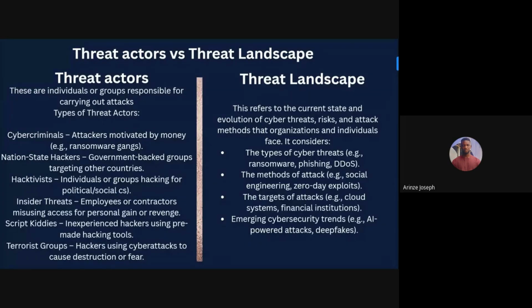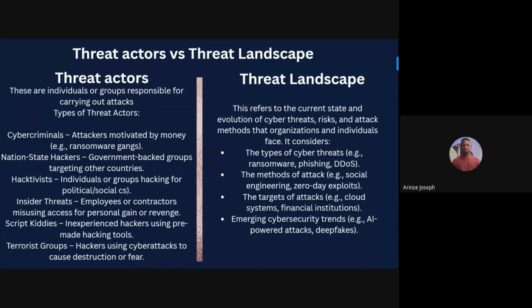So they see a video on YouTube or anywhere and they try the same thing. They try the same script to know what will happen. You understand? They can cause damage without even knowing the extent of the damage they are causing. So then there are also terrorist groups, hackers using cyber attacks to cause destruction or fear.